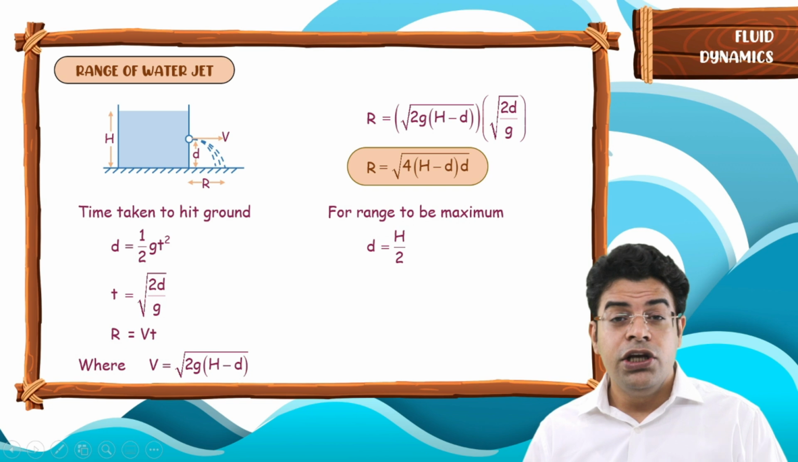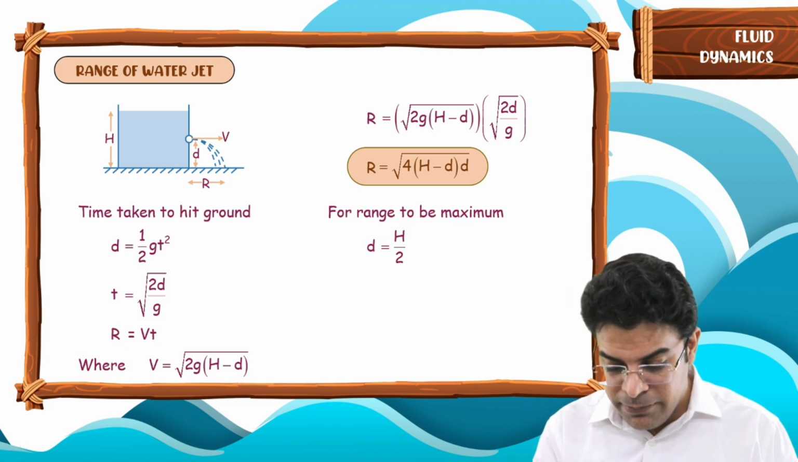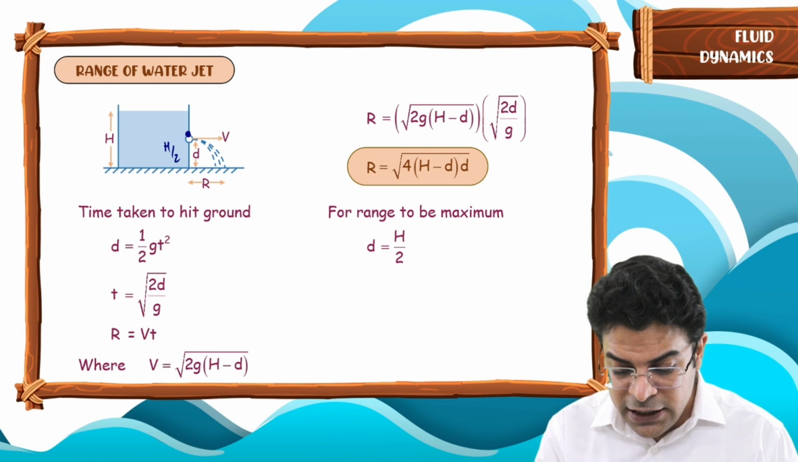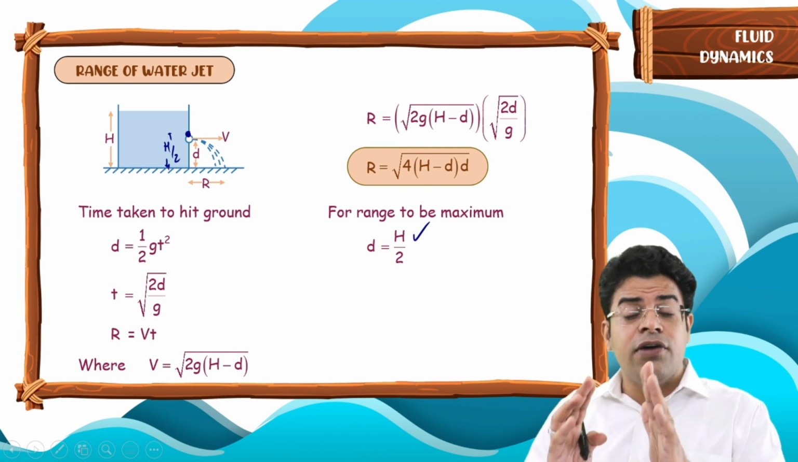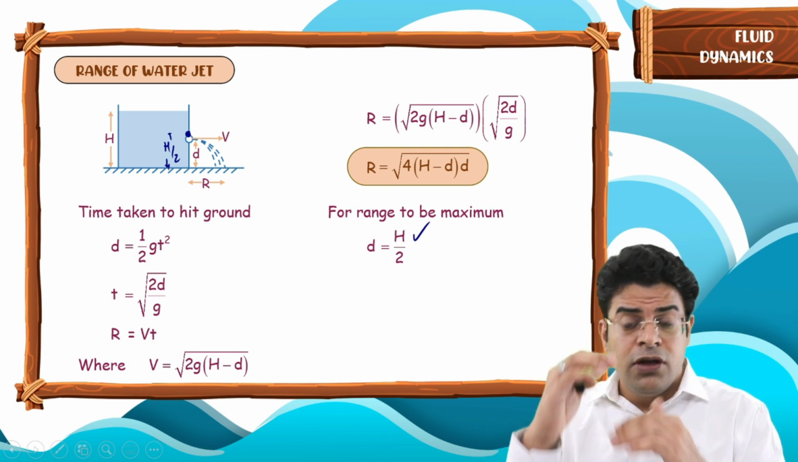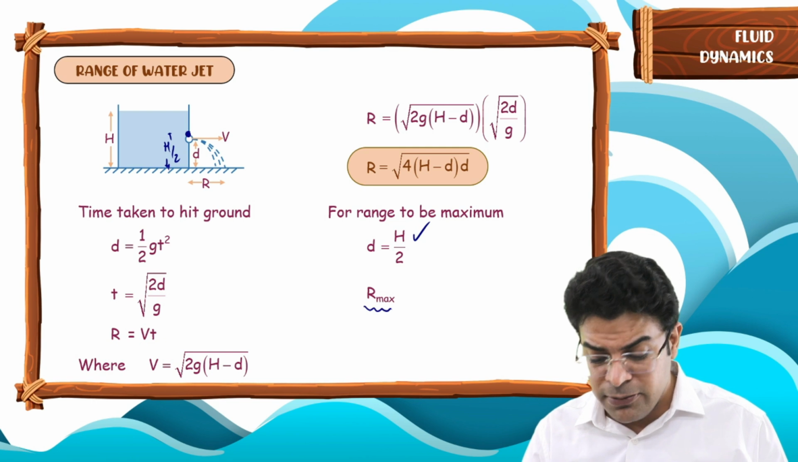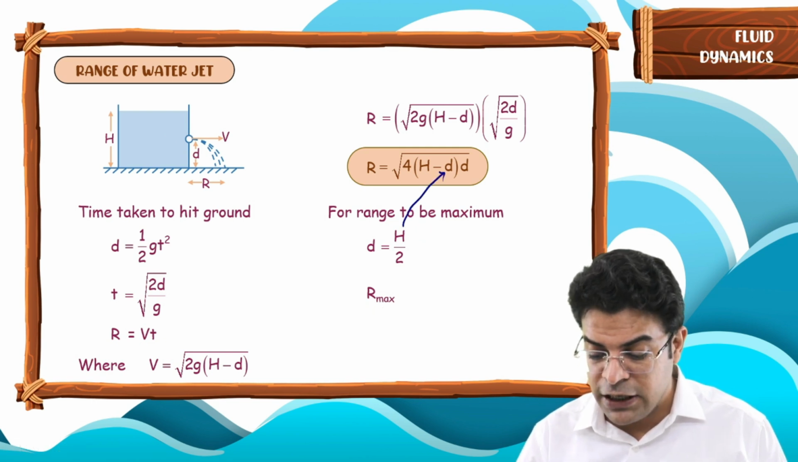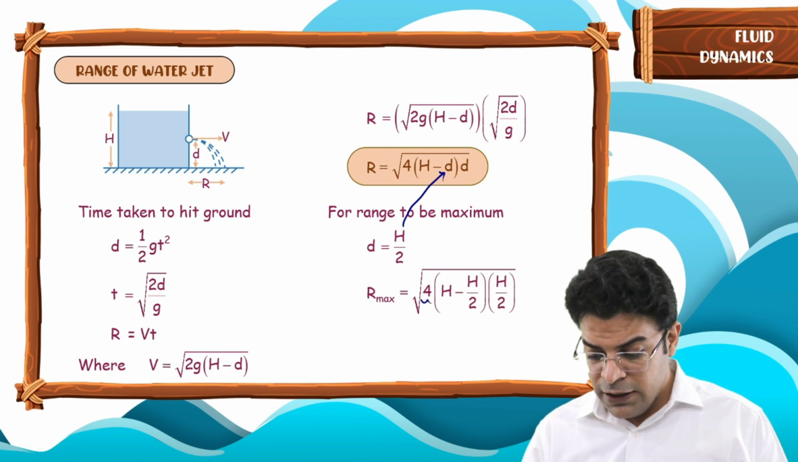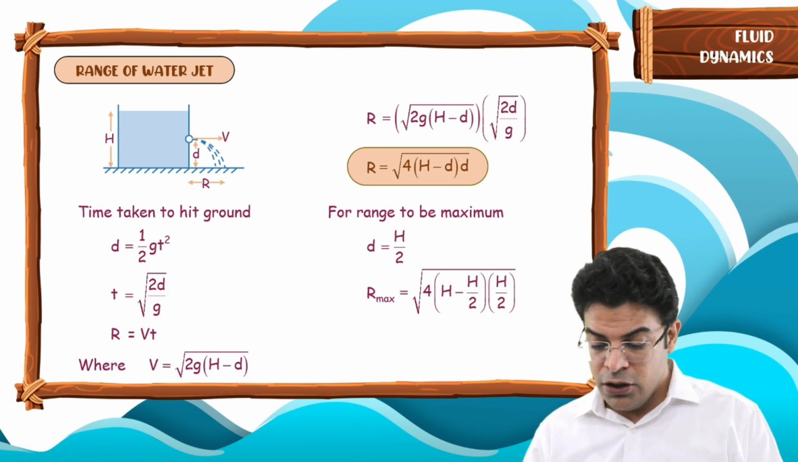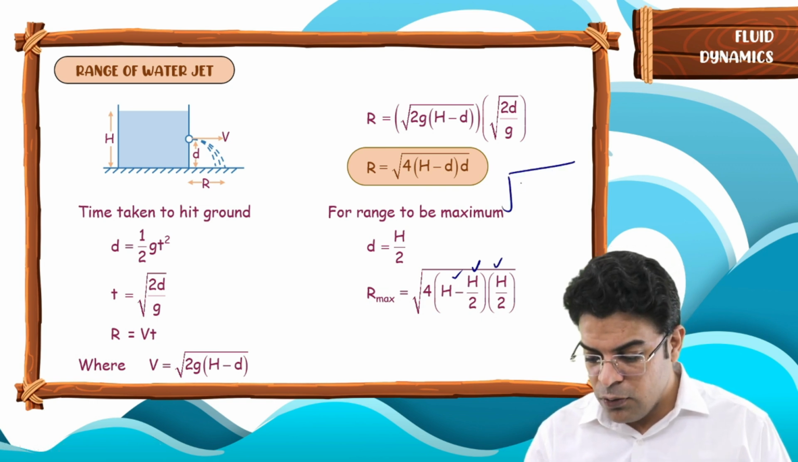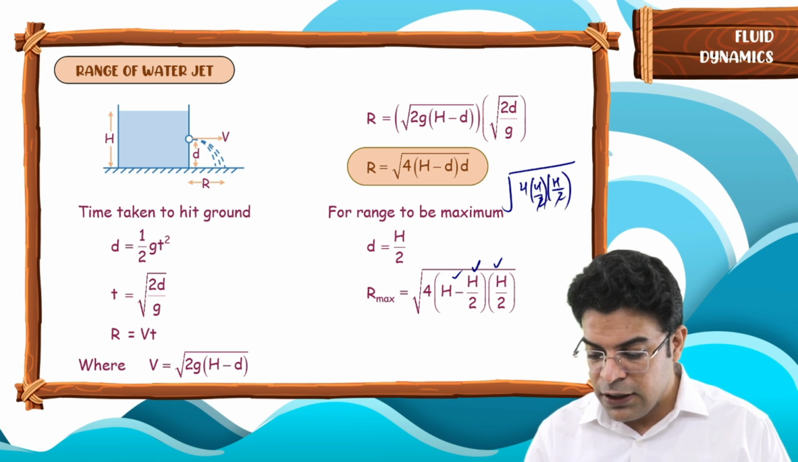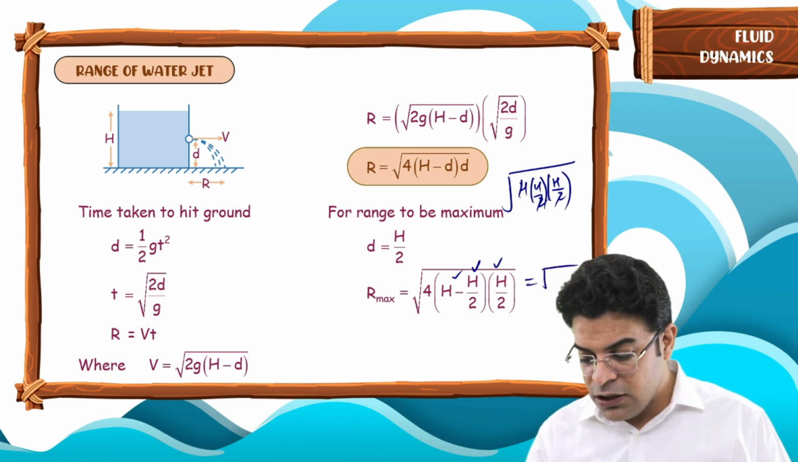It means that you must make the hole exactly midway in the tank, at a height h by 2 above the base. Now if you make the hole at a height equal to h by 2 above the base, what will be the range? The maximum range will come out to be, in place of d substitute h by 2. So you will get 4 into (h minus h by 2) into h by 2. Now this h minus h by 2 becomes h by 2, so you get under root of 4 into h by 2 into h by 2. Now this 2 and 2 and 4 get cancelled. So what you get is under root of h squared.